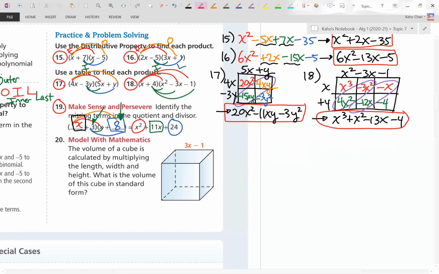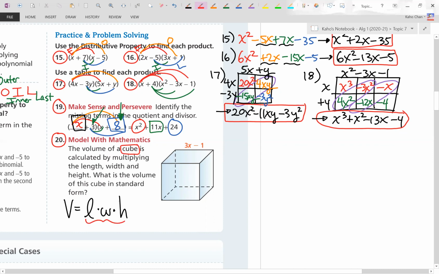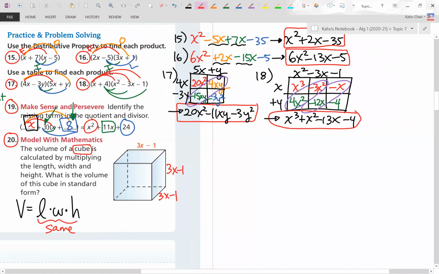All right, number 20 is last for this section, where the volume of a cube is calculated by multiplying the length, width, and height. You may know this from middle school. The formula for the volume of a cube, in this case, is length times width times height, but it happens to be an actual cube, so they're actually all the same lengths. So it's basically length times length times length. They happen to be 3x minus 1 as it's labeled in the picture. We're going to multiply all 3 binomials here. Takes a little time, so let's try it.